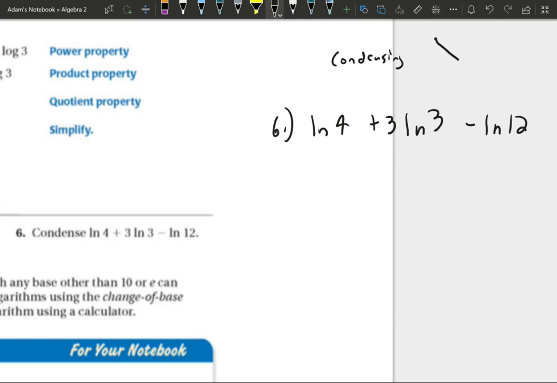Remember, I just kind of explained that. We had several logs right there. We just want to put it all into one log. So what does that mean? First of all, I'm going to take that 3 and put that right there as my exponent. So that's going to end up being ln of 3 to the 3rd. All right, and I'm going to bring everything else down.